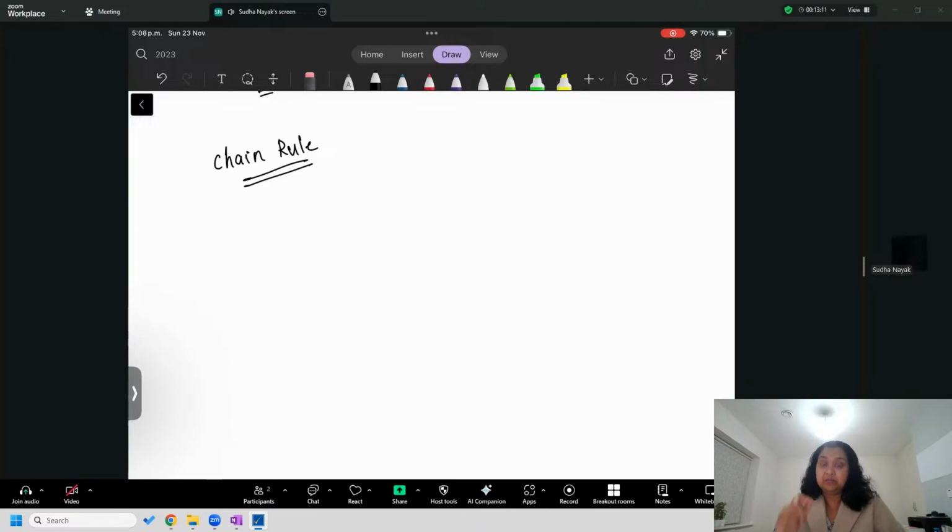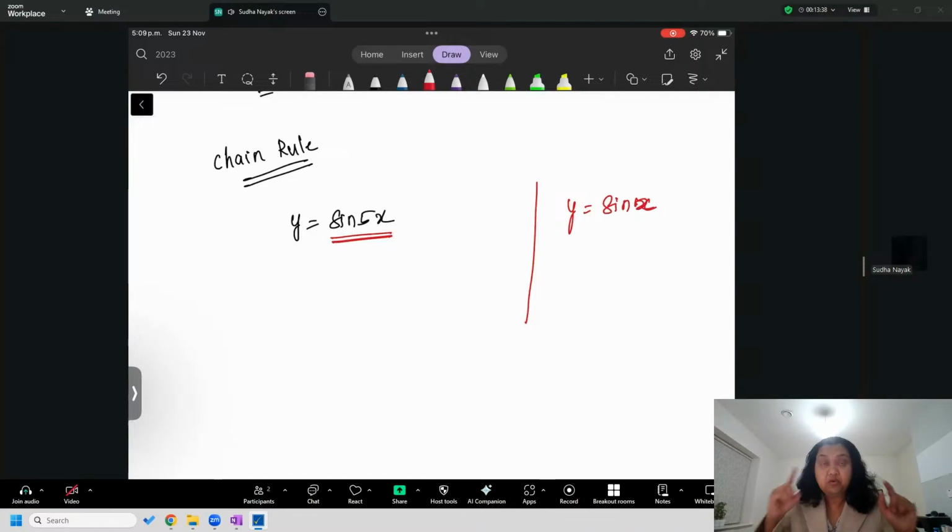What I recommend is, for example, if I get a question like sine 5x, I go and see whether this is in the formula book. I'll see whether sine 5x is in the formula book. It is not there. What you have in the formula book is only sine x. Now my question is sine 5x, so it is something other than what is in the formula book. So then I have to apply the chain rule.